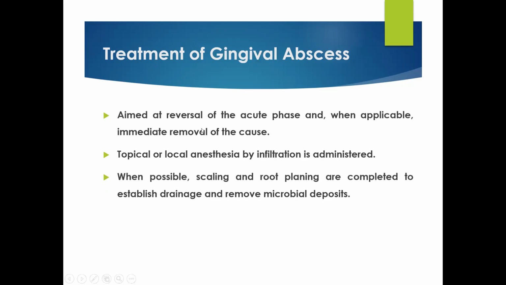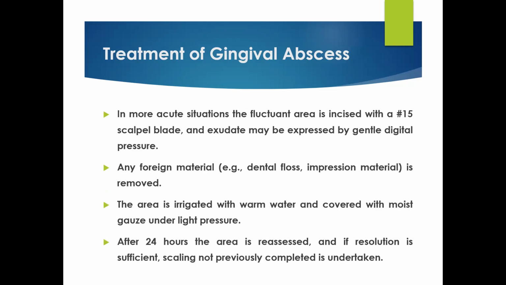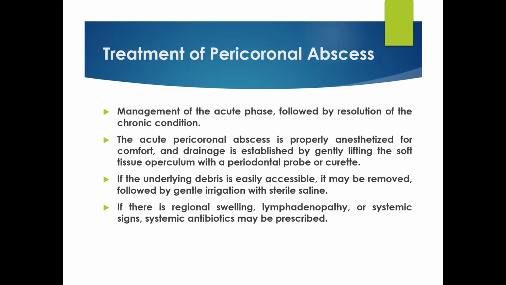In case of gingival abscess, you have to reverse the acute phase and immediately remove the cause. Topical or local anesthesia by infiltration is administered. If possible, scaling and root planing are done to establish drainage and remove microbial deposits. In an acute situation, the fluctuant area is incised with a number 15 scalpel blade and exudate is expressed by gentle digital pressure. Foreign material, such as dental floss or impression material, is removed. The area is irrigated with warm water and covered with moist gauze under light pressure. After 24 hours, the area is reassessed, and if resolution is sufficient, scaling not previously completed is undertaken.